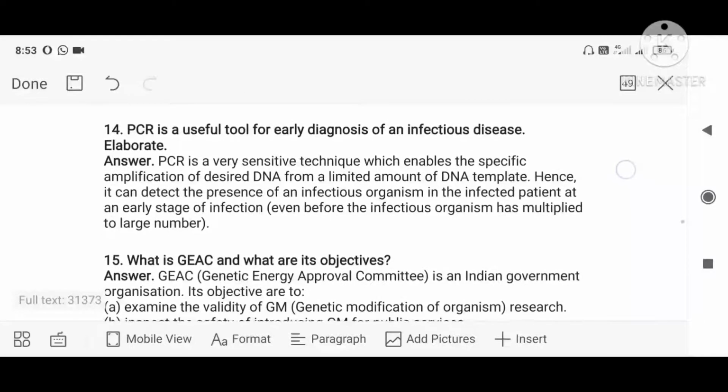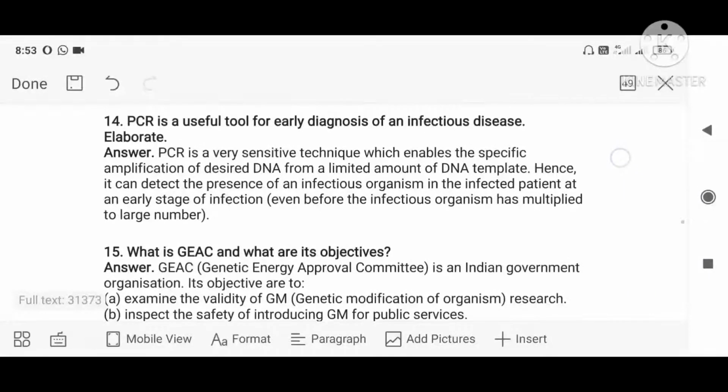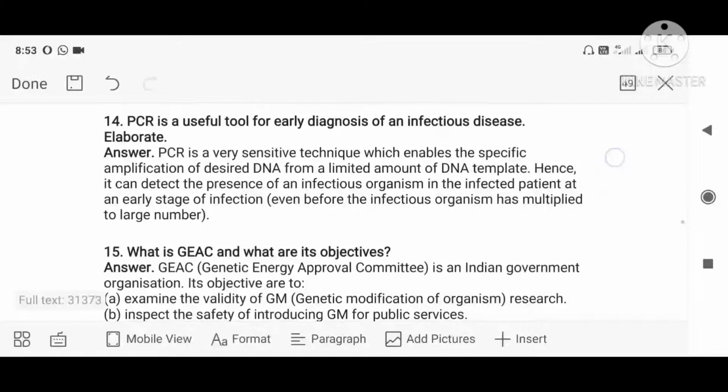PCR is a tool for early diagnosing. Why is it a tool for early diagnosis? Because even if very few samples of any pathogen are present, that can be easily amplified using what? PCR, and we can learn what that gene is, what the pathogen is, and how it is causing the disease.